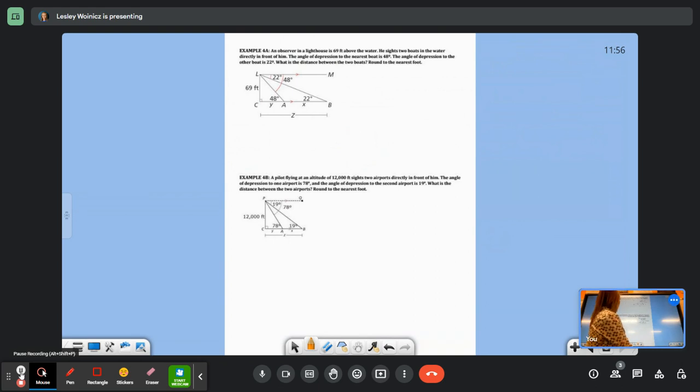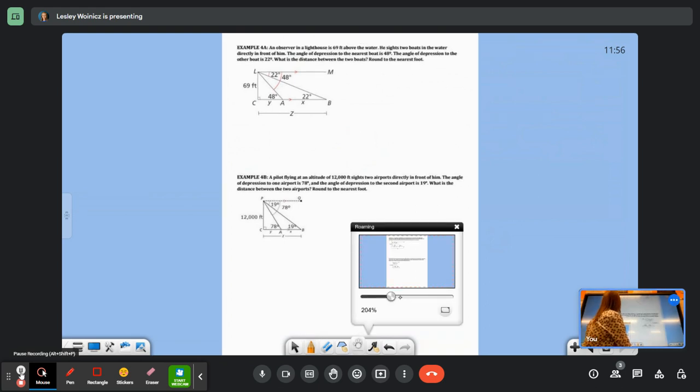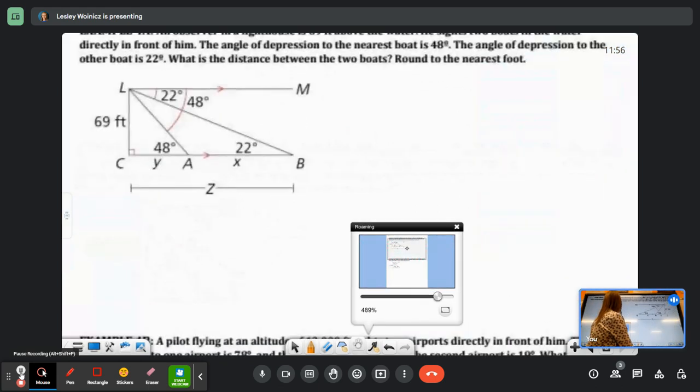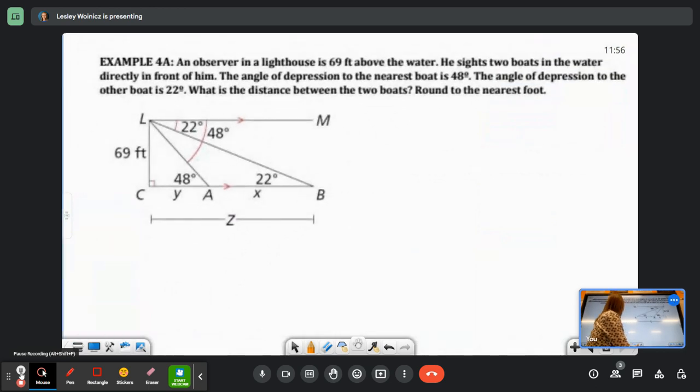Oh, geez. No, you want to skip it? No, I feel like it's so painful we got to do it. Because what if there's one like this on your test, and this is the one I skipped? Okay, an observer in a lighthouse is 69 feet above the water. He sights 2 boats in the water directly in front of him. The angle of depression to the nearest boat is 48 degrees.